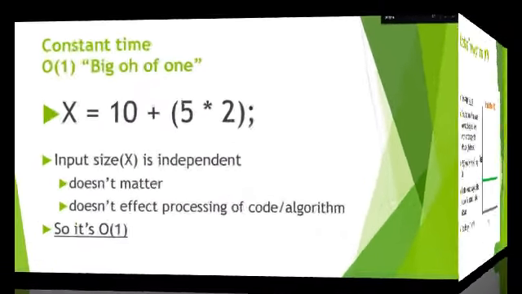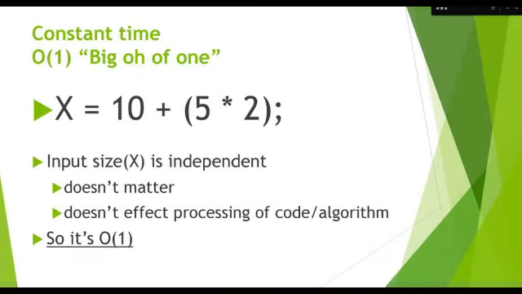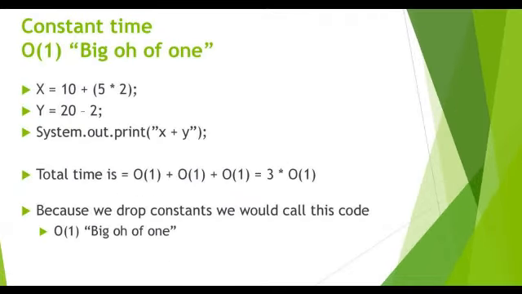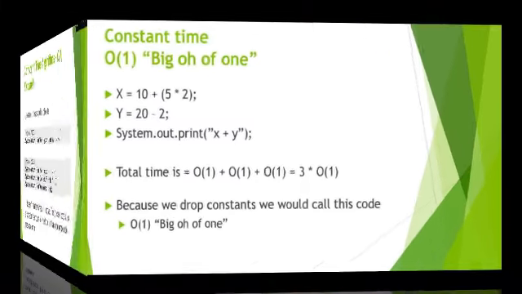Constant time O(1), big O of 1. x = 10 + 5 * 2. Input size x is independent. It doesn't matter. It doesn't affect processing of the code or algorithm. So it's O(1). Take x = 10 + 5 * 2, y = 20, System.out.print x + y. Total time is O(1) + O(1) + O(1) = 3 * O(1). Because we drop constants, we would call this code O(1), big O of 1.